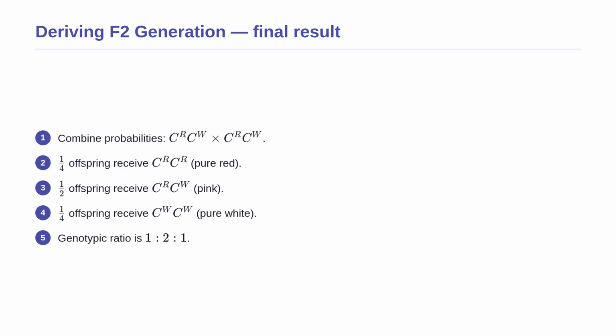Continuing our derivation, we multiply the probabilities of these independent events. This random assortment results in 1 out of 4 offspring being pure red, 2 out of 4 being pink, and 1 out of 4 being pure white. This perfectly matches the mathematical equation we saw earlier, giving us a 1:2:1 ratio. This final result clearly proves that the original red and white traits were never destroyed or permanently altered. They simply hid within the pink generation and reappeared perfectly intact in the next generation.